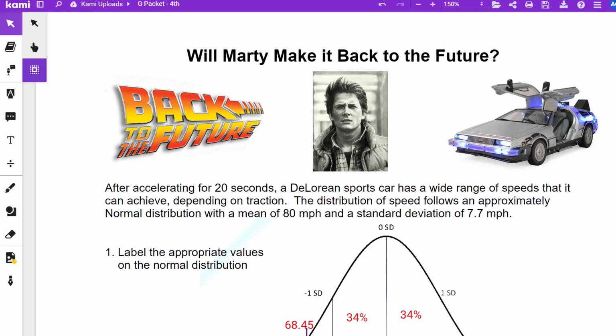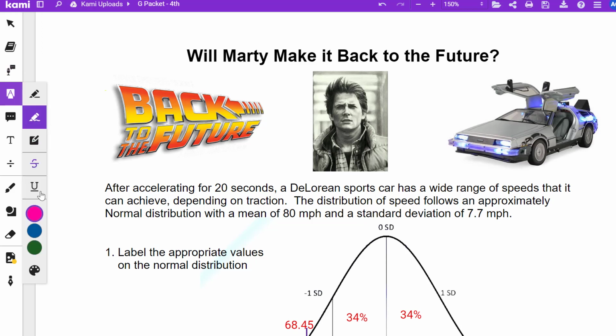Now we're going to find out if Marty will make it back to the future. Well, maybe we won't really, but we're going to use his car as an example for the empirical rule. After accelerating for 20 seconds, a DeLorean sports car has a wide range of speeds that it can achieve depending on traction. The distribution of speed follows an approximately normal distribution with a mean of 80, so that's super important right there, mean of 80, and a standard deviation of 7.7 miles per hour.